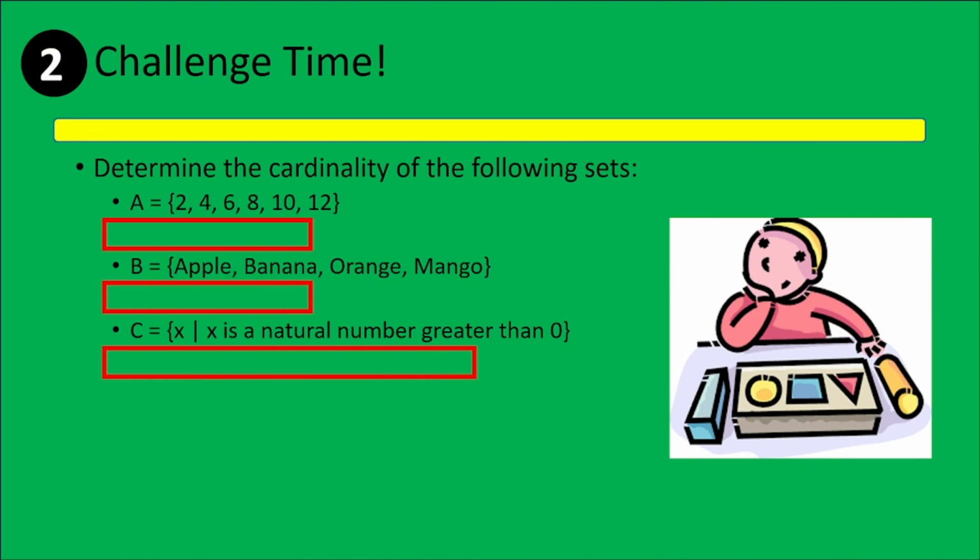The cardinality of set A is: we have 1, 2, 3, 4, 5, 6. So the cardinal of A is 6. Now apple, banana, orange, mango. So we have 4 elements. So the cardinal of set B is 4. And C is the set of elements X, such that X is a natural number greater than 0. So here we have an infinite set. An infinite set is written as the cardinality of C is equal to infinity.